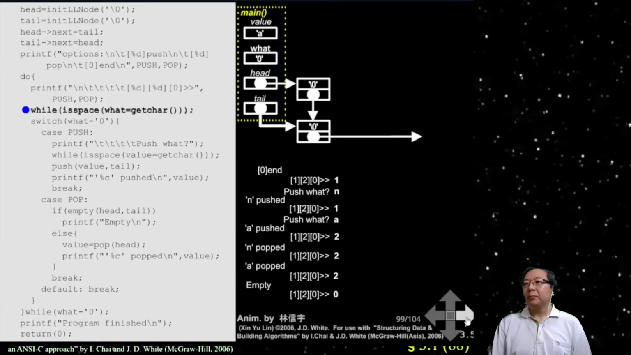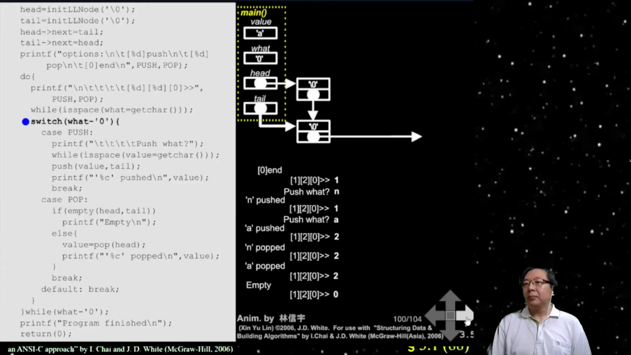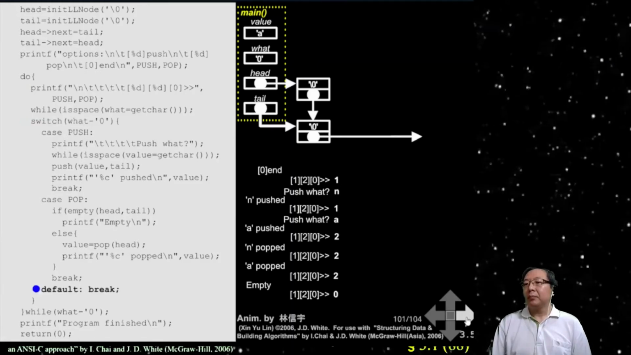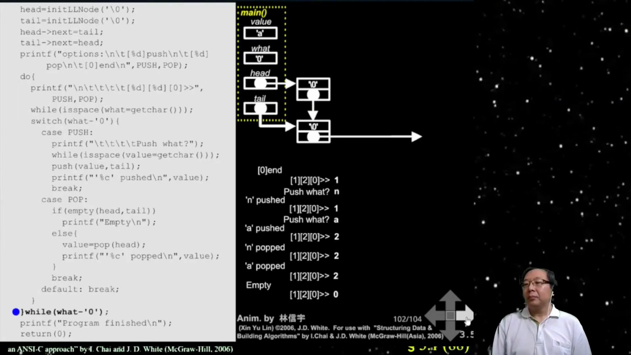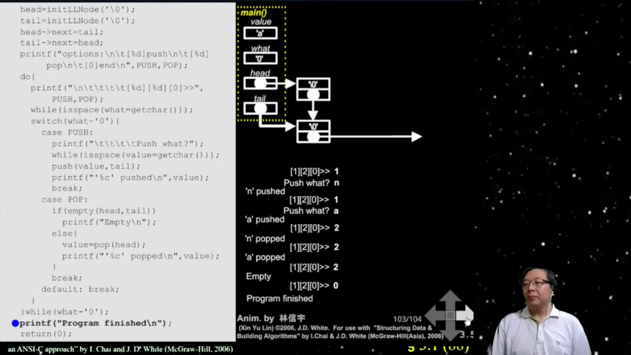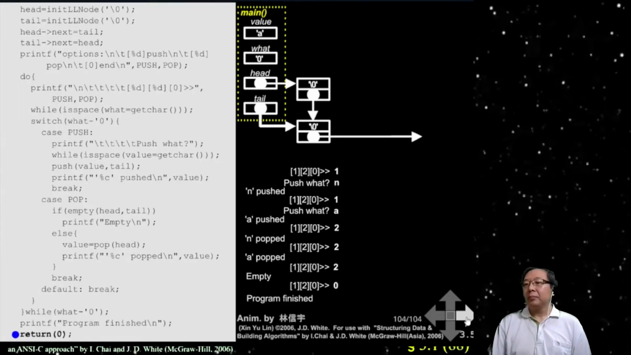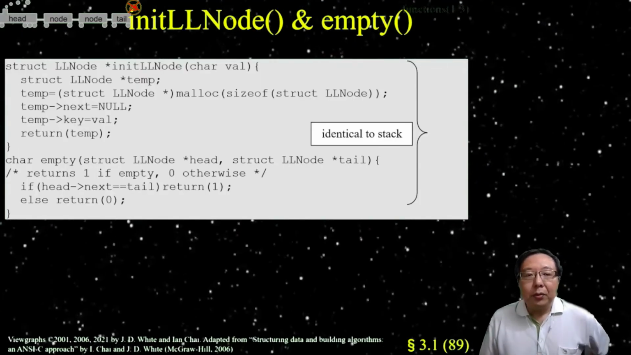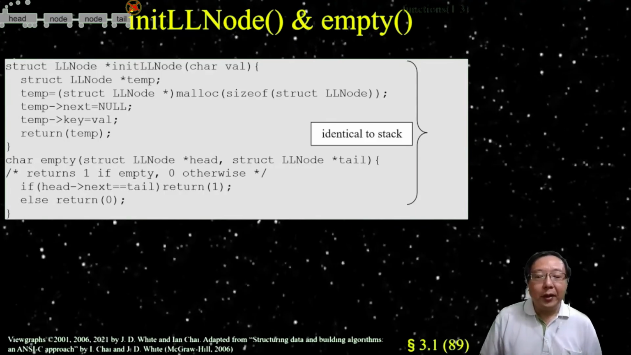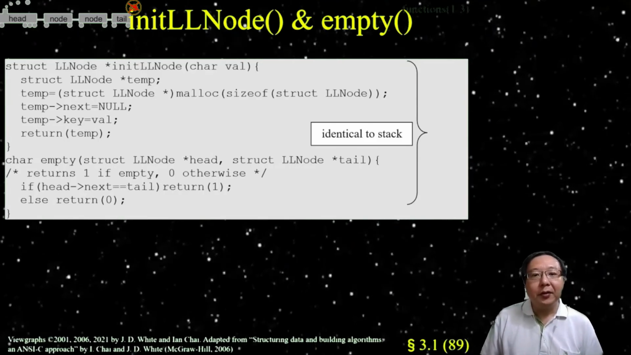This time the user types 0, which means end, which isn't one of the two cases. Since the while condition isn't true anymore, it exits the loop and prints program finished. In the queue, the init node function and the empty function are identical to the stacks.